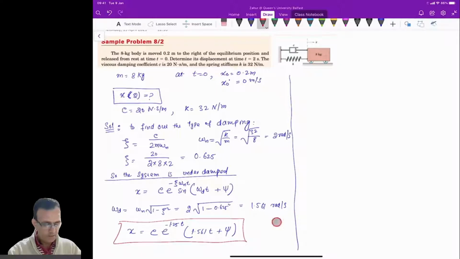But obviously, we now need to calculate C and psi before calculating x2 here. To calculate C and psi, we will need to use these initial conditions. Because we are given the initial conditions for the displacement and velocity, we need to calculate the velocity first. To calculate velocity, we need to differentiate this equation with respect to time. So to differentiate this equation, we need to calculate this x dot.